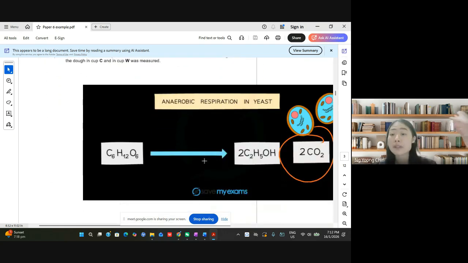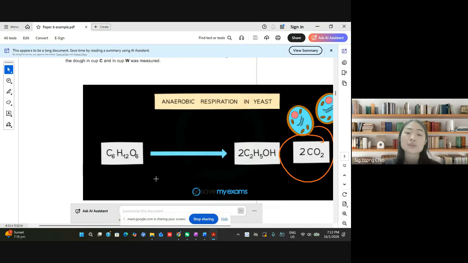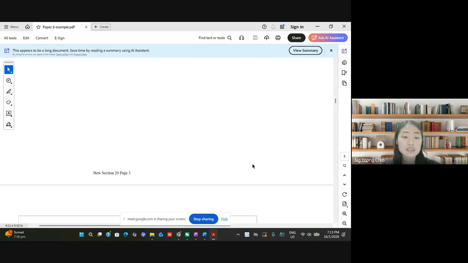So you know it's an anaerobic reaction. Here's the equation, okay, which is from glucose, an incomplete breakdown of glucose, and it will release carbon dioxide. The carbon dioxide will cause the dough level to rise, and together they will also produce ethanol. Okay, this C2H5OH is ethanol. So then what will happen?